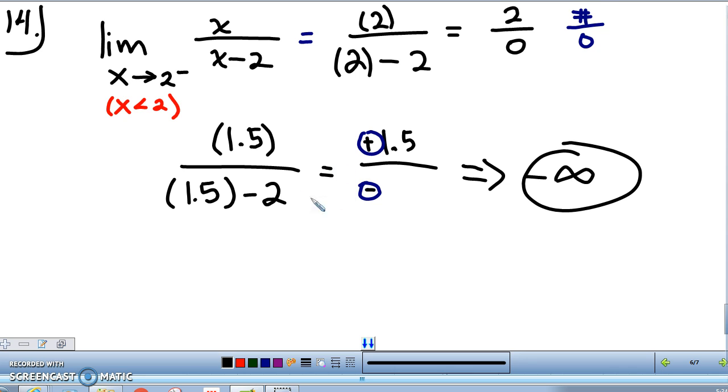Okay, in this case, it's not too hard to compute 1.5 minus 2. It happens to be negative 0.5, but we don't care. All we care about is the sign, and because it's negative, it's approaching negative infinity. And it might be a good idea to get a little curious to see what that looks like graphically. You could take out your graphing calculator and graph it to see what it looks like.